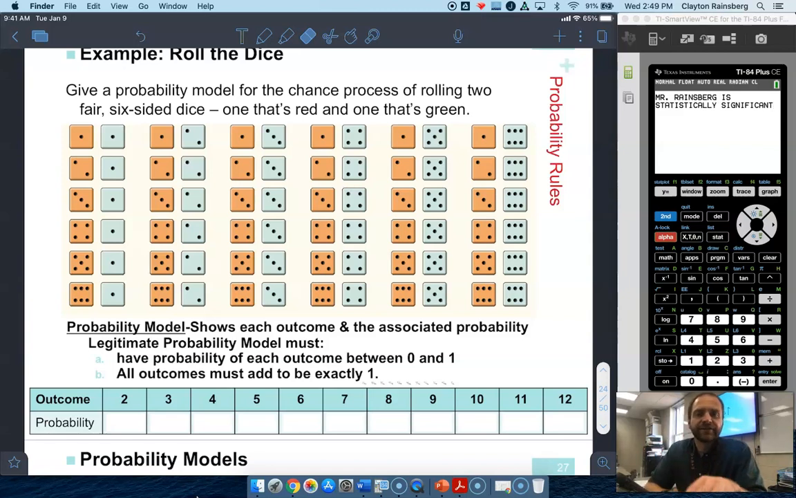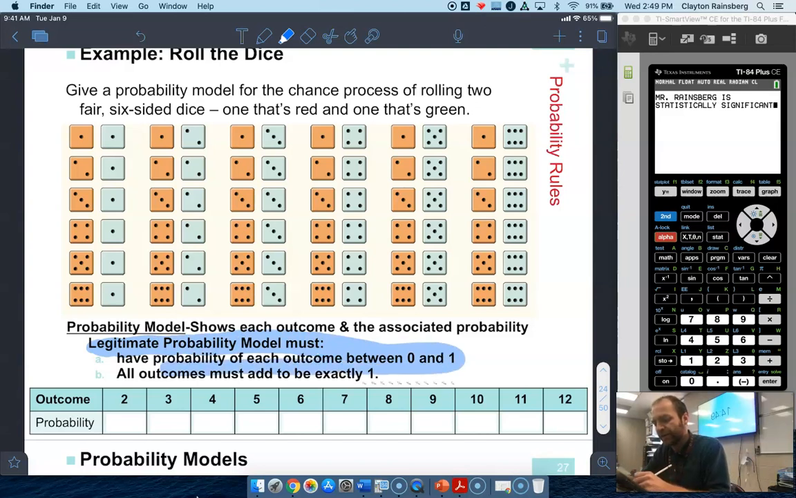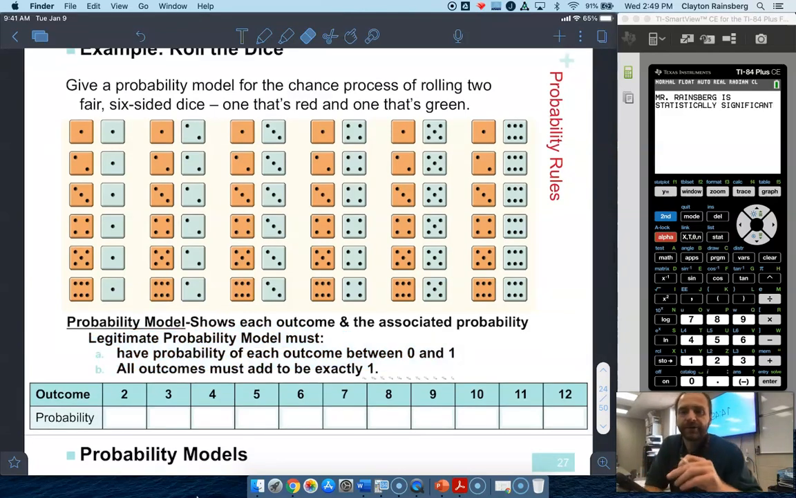Now, this definition might not seem important to you, but it really is. It seems so basic, but trust me on this one. This right here on what determines a legitimate probability model is extremely important. You think it sounds basic, but it's something to always keep in the back of your mind.